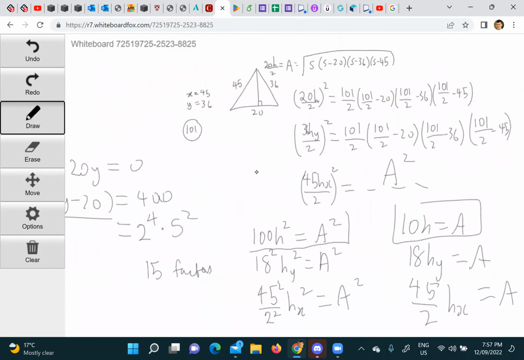Okay, any questions about this? How did you find that? Oh no, that's between the base centers.